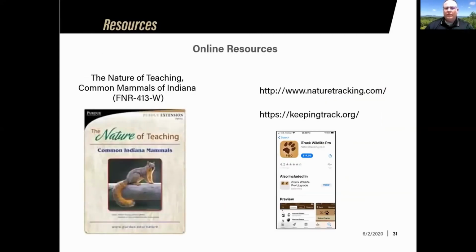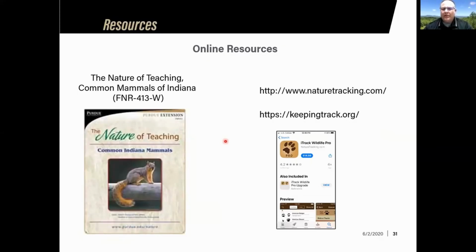Again, we have some resources, The Nature of Teaching Common Mammals of Indiana. That publication has typical tracks, line drawings of tracks, and key characteristics of animals and habitat. We're working on Mammals of Maine as a companion document there. So those are great resources to learn more about the animals you're tracking.